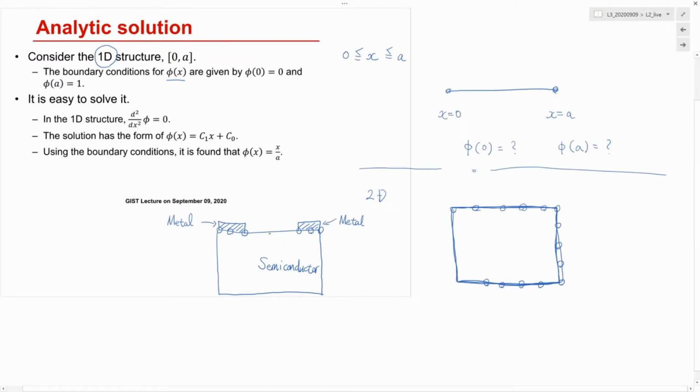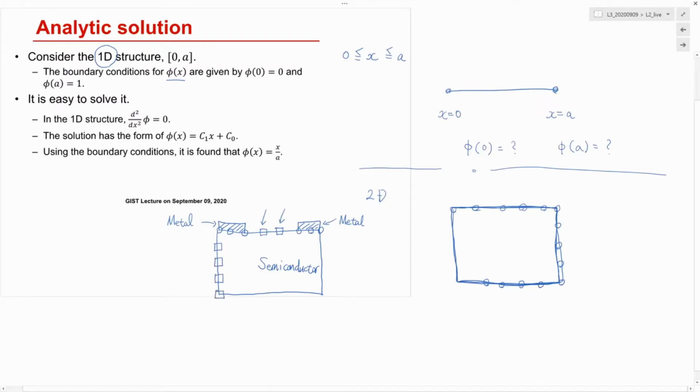That's quite easy. But the point is, how about the points located here and here, which are not directly attached to the metal? Then metal cannot make any influence on them directly. In this case, we cannot specify the value of the unknown variable at these points. So a different rule is required for these non-contacted points.